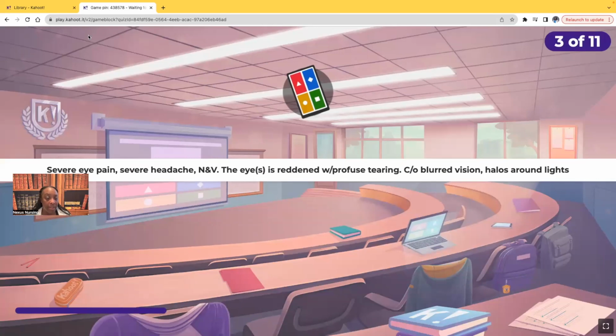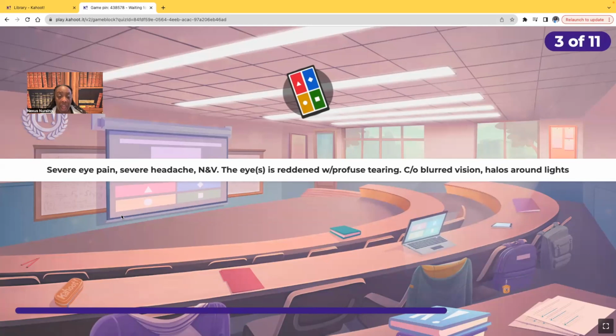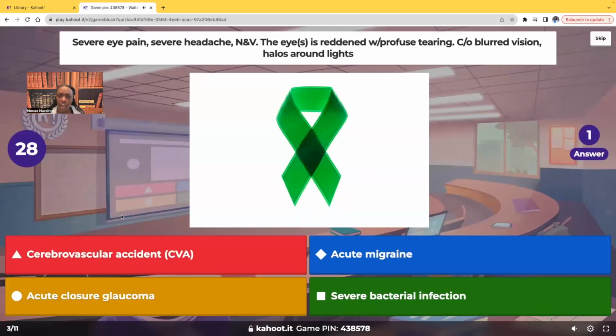Okay, so your patient has severe pain, severe headache, nausea and vomiting. Their eye or eyes are reddened and there's profuse tearing. They're complaining of blurred vision, halos around lights. What do you suspect this patient's diagnosis to be? Would it be CVA? Would it be an acute migraine? Would it be acute closure glaucoma? Or would it be severe bacterial infection? What do you guys think?